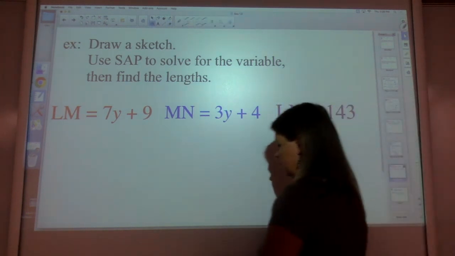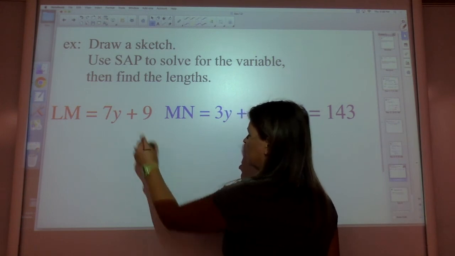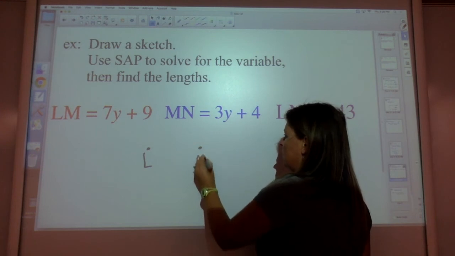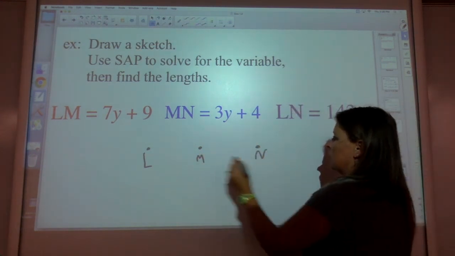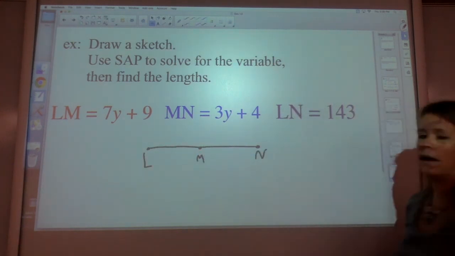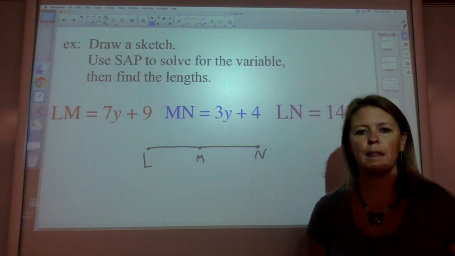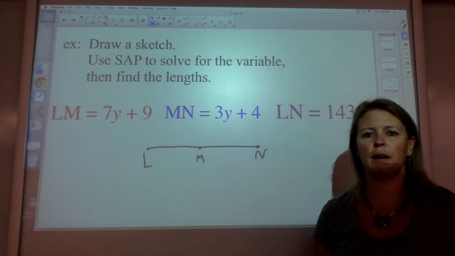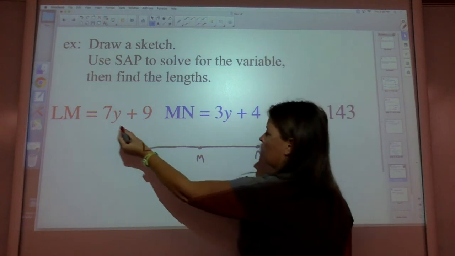All right, start it. I'm going to make a black sketch with point L, and it looks like I used M twice, so M is going to be between, and it looks like N comes last. So I'm going to draw a sketch with capital L, capital M, capital N, all capitalized because that's how we label points. Then it says use the segment addition postulate to solve. I think maybe it would help if I filled in what I know.